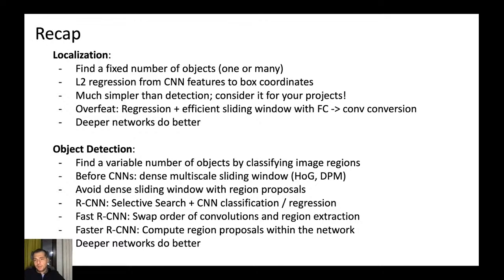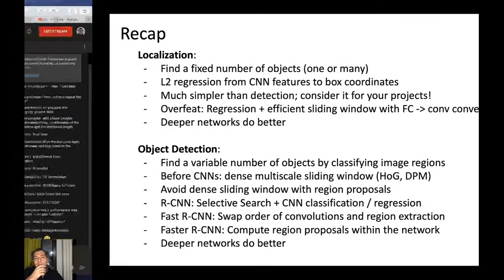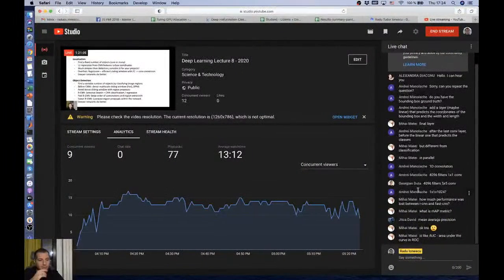Okay, and recap for object detection. So we mainly focused on the faster RCNN model, which builds on top of the previous versions, fast RCNN and RCNN. Okay, so yeah, this sums up the lecture for today. So let's see if there are any questions here.